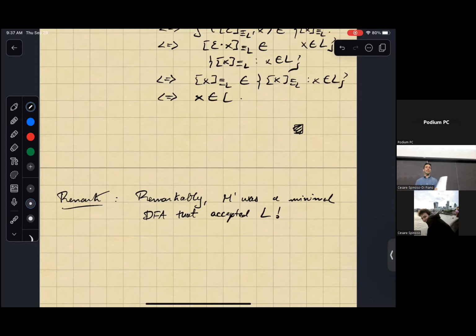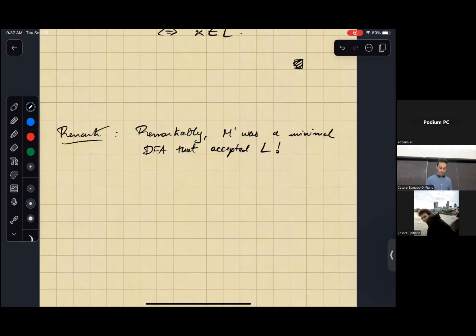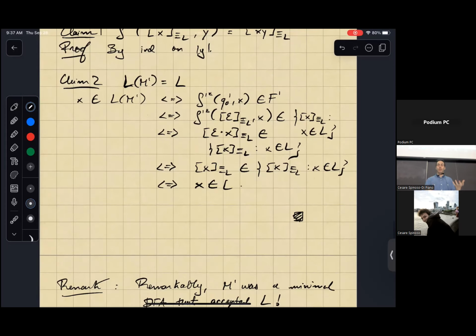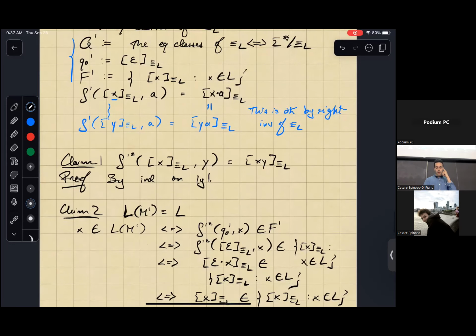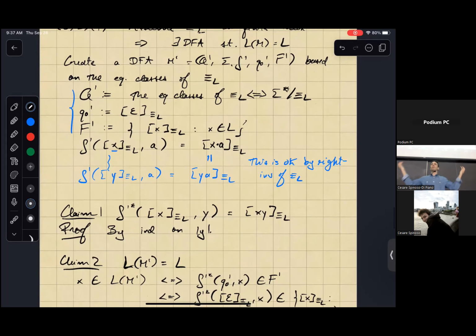But before I show this, I can take a question, and I'll take a question from Owen. Yes. You could have called it M. Yeah, I just didn't want to confuse the notation. So the question is, why did we use M prime instead of M? But M prime is just the name of some DFA that accepts L. So I could have used M or M prime, it doesn't matter.